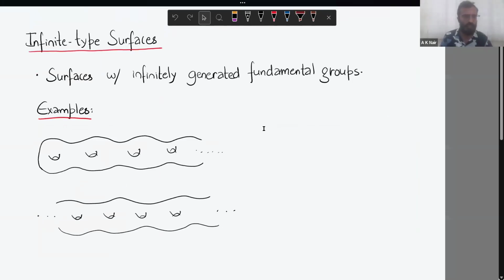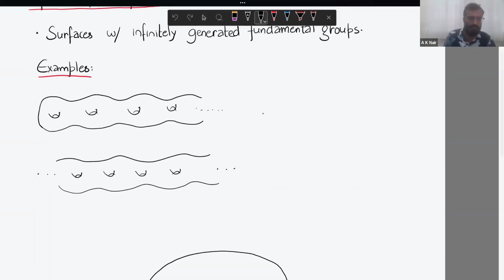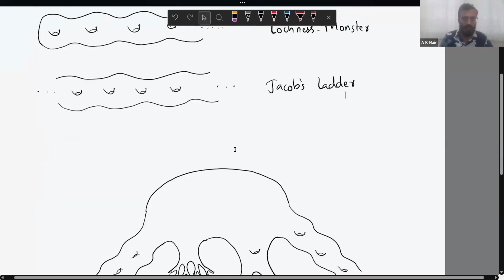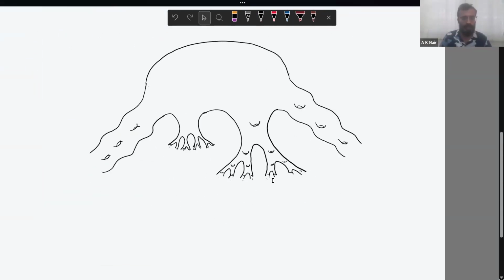Now let's define what infinite type surfaces are. Infinite type surfaces are surfaces with infinitely generated fundamental group. So for example, this is called a Loch Ness monster. It has infinite genus going in one direction. This is called Jacob's ladder. It has two ends, because you could see there are two infinities in some sense. And then this is how a generic infinite type surface would look like.